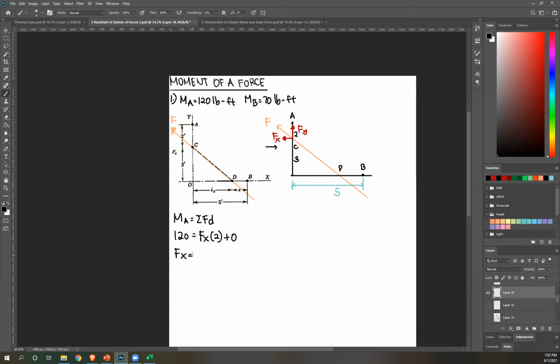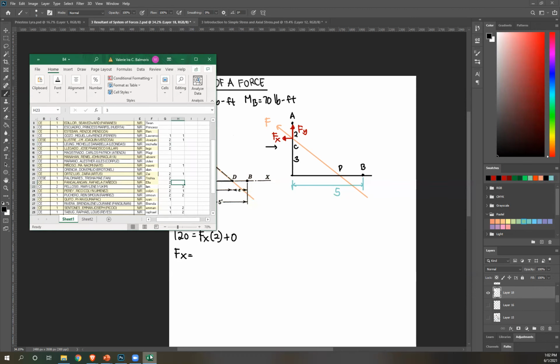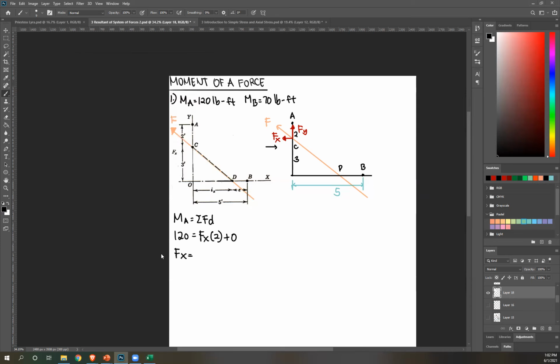Correct, it's 60. This is just 120 over 2. Correct, Rafaela and Colin, Ray and Pauline. It's 60. Pounds, right? Or just 60.